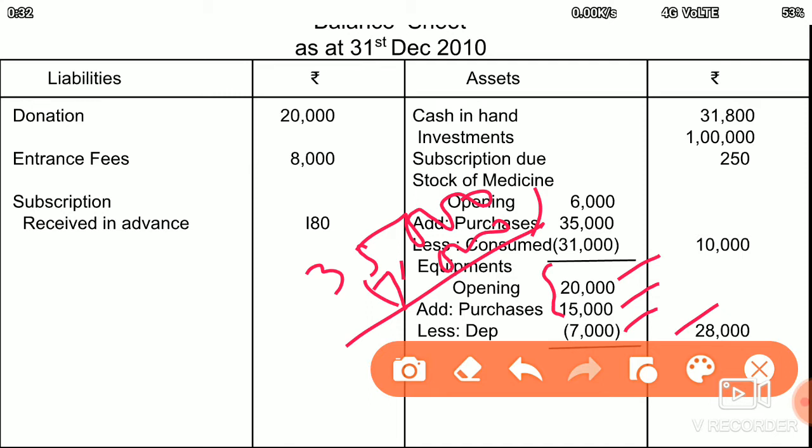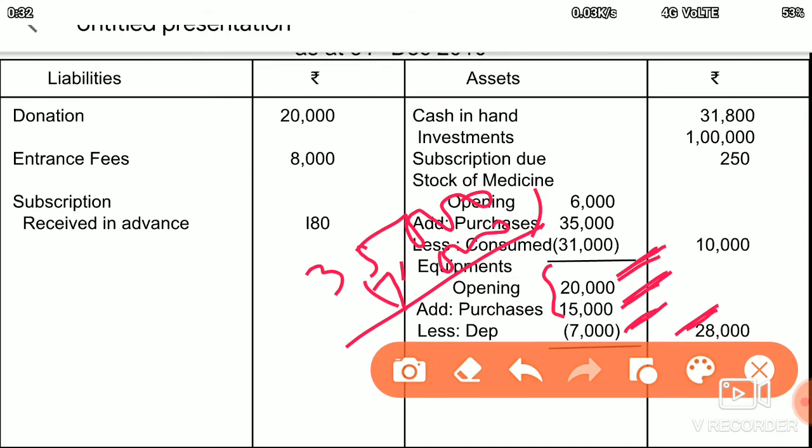So we will always do this. If there is any opening value and any purchases, we add the opening value and the purchases, then from the total value we subtract the depreciation. So whatever is left is the closing value of equipments after the depreciation.